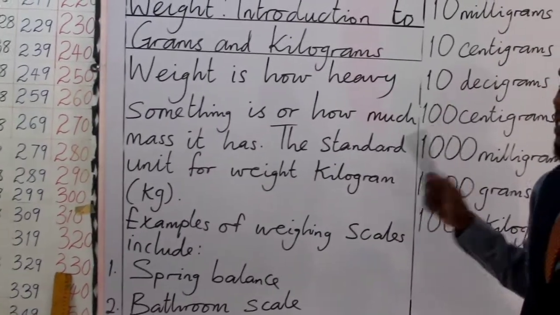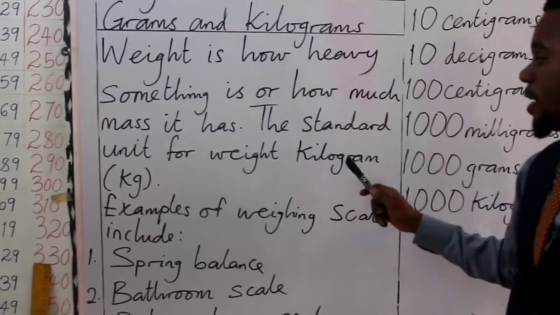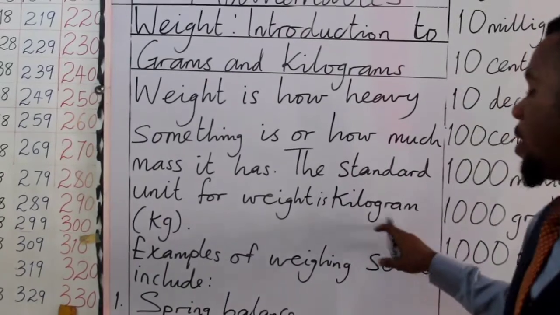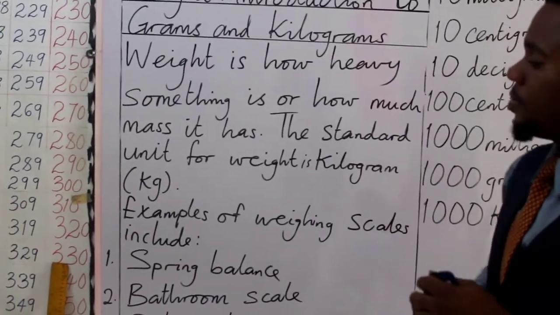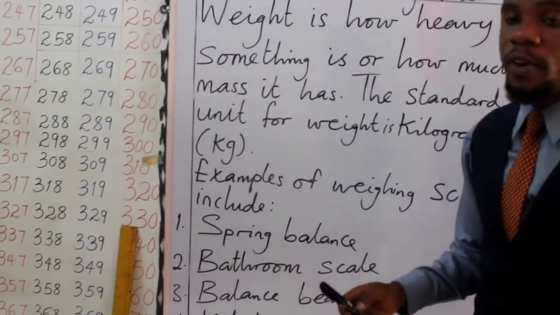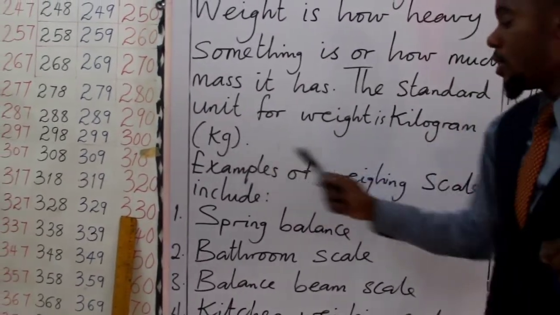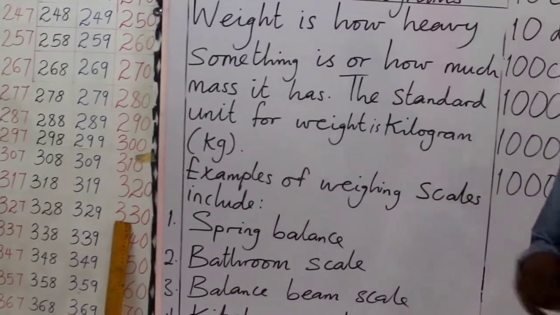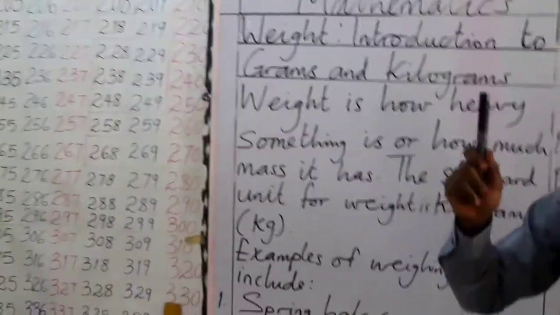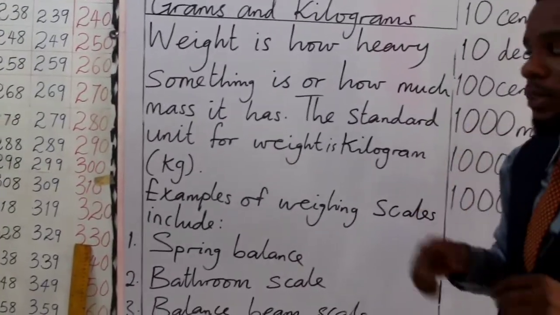Now we want to look at the standard unit of weight. The standard unit for weight is the kilogram. Kilogram is written as kg. Whenever you see kg, it means kilogram. K stands for kilo and G stands for gram. So coming together gives kilogram. The symbol for grams is g and the symbol for kilogram is kg. Please take note of that.